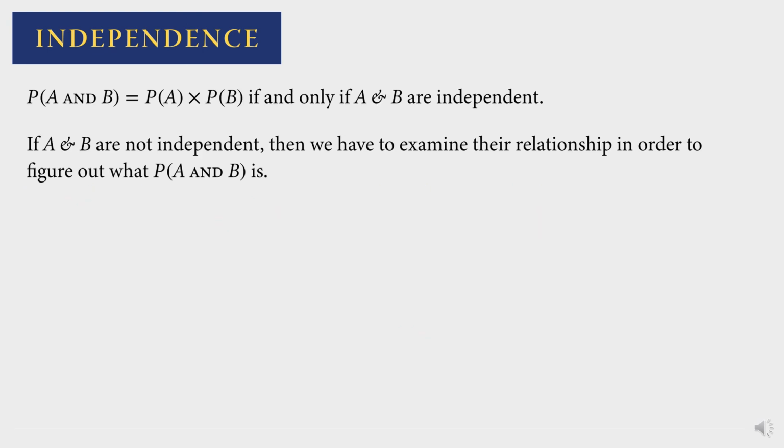Make sure you only use this multiplication rule if A and B are independent. If A and B are dependent, then the probability of A and B will depend on their specific relationship. There's no one formula for it.